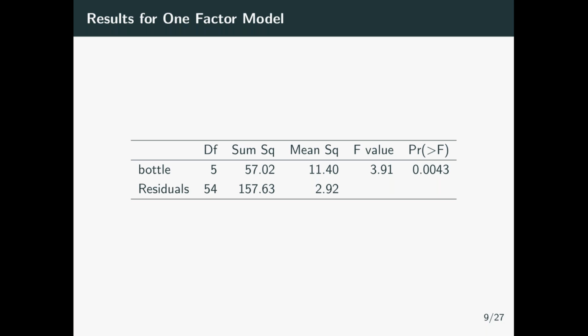And we can recreate the total line just by adding the degrees of freedom together. So 59 total degrees of freedom, and adding the sums of squares rows together would give us the total sums of squares. This p-value is 0.0043, so much less than, for example, 0.01. So we would say that the one factor model adds a statistically significant improvement in predictive ability above the simple model, the simplest model.